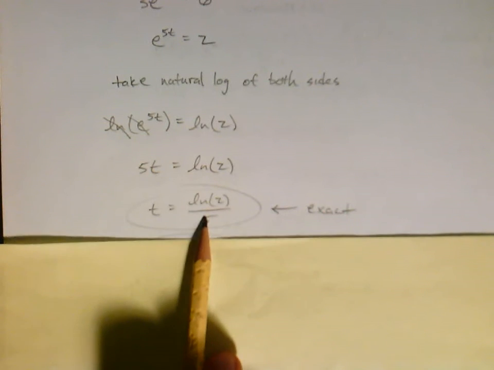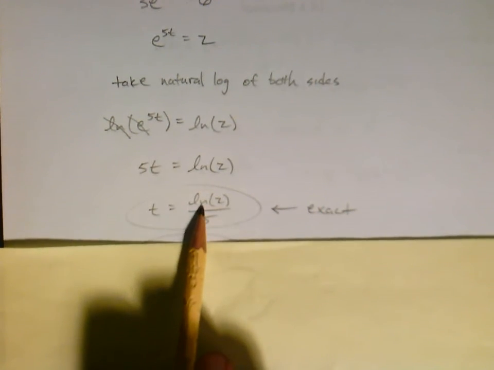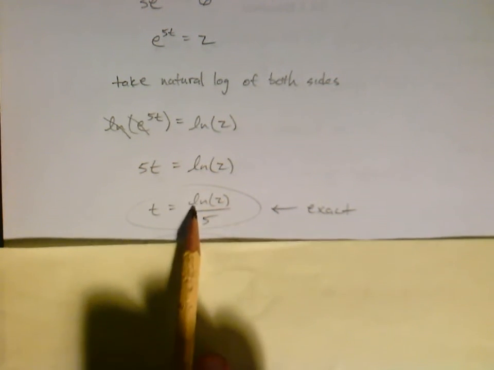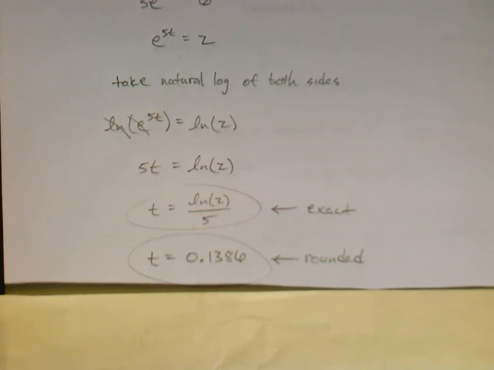Now if we want the rounded version, well, it turns out we don't need change of base formula here. We've already got a natural log there, so I can just grab my calculator, natural log of 2, whatever that is, divided by 5. And this is the rounded version, 0.1386.